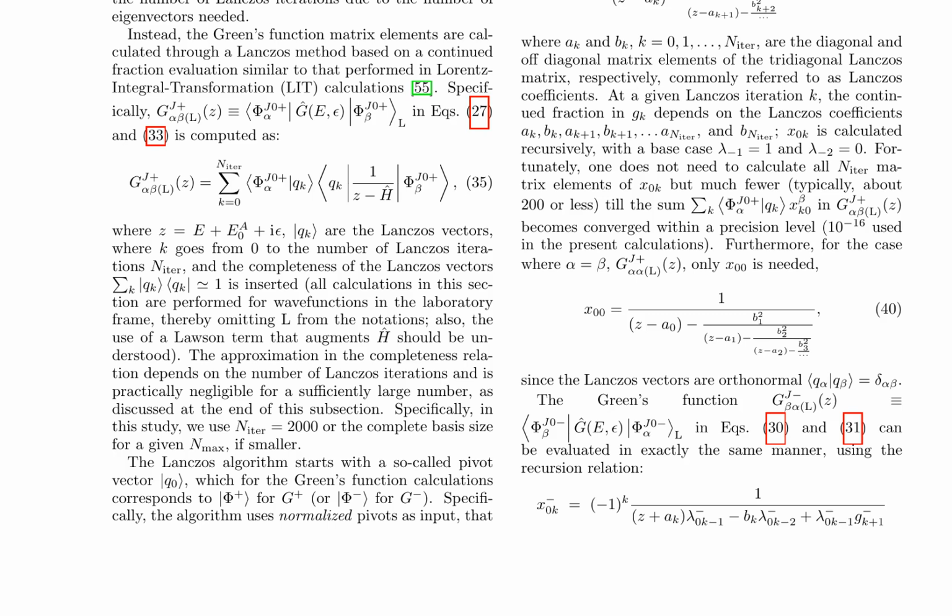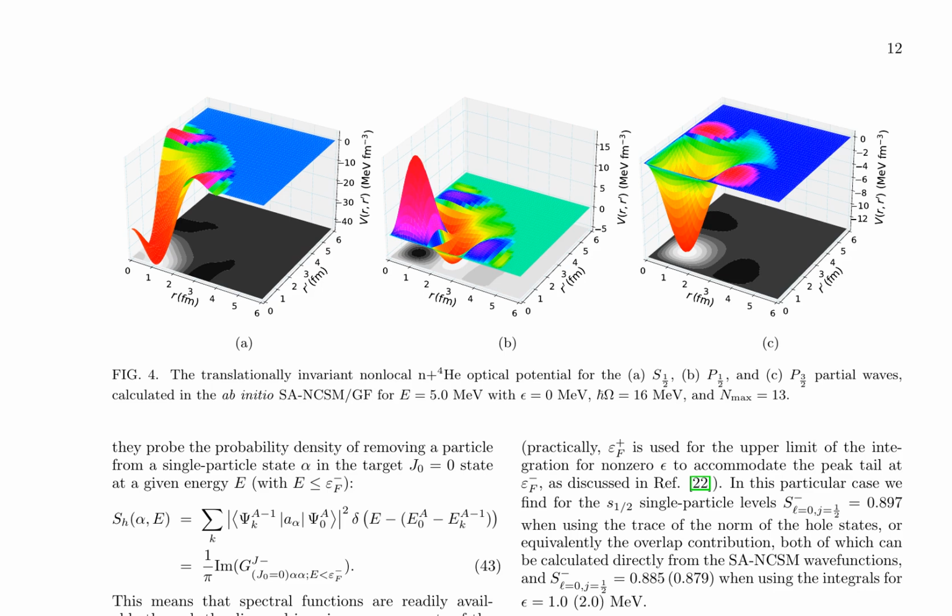The Green's function is computed using the Lehmann representation, and the Lanczos method is used to evaluate the continued fraction. This approach is demonstrated to be more efficient than the traditional method of calculating the Green's function using the eigenvectors of the Hamiltonian. The authors apply their approach to the 4He elastic scattering reaction and compare their results to experimental data and other ab initio theoretical studies, showcasing good agreement.